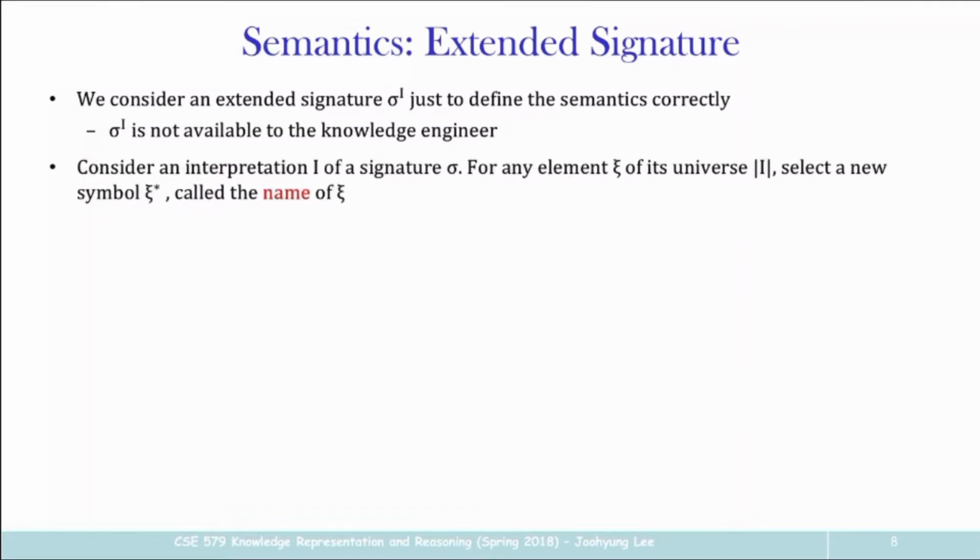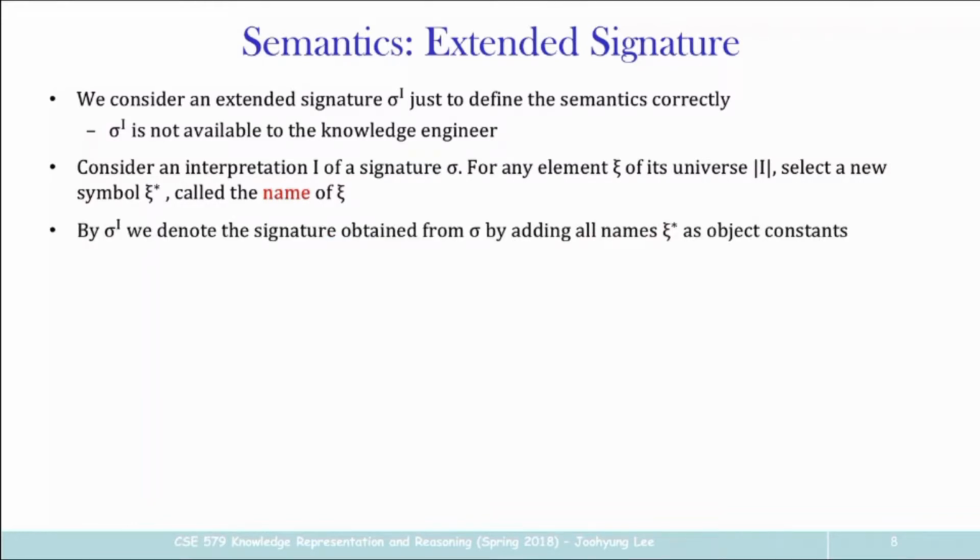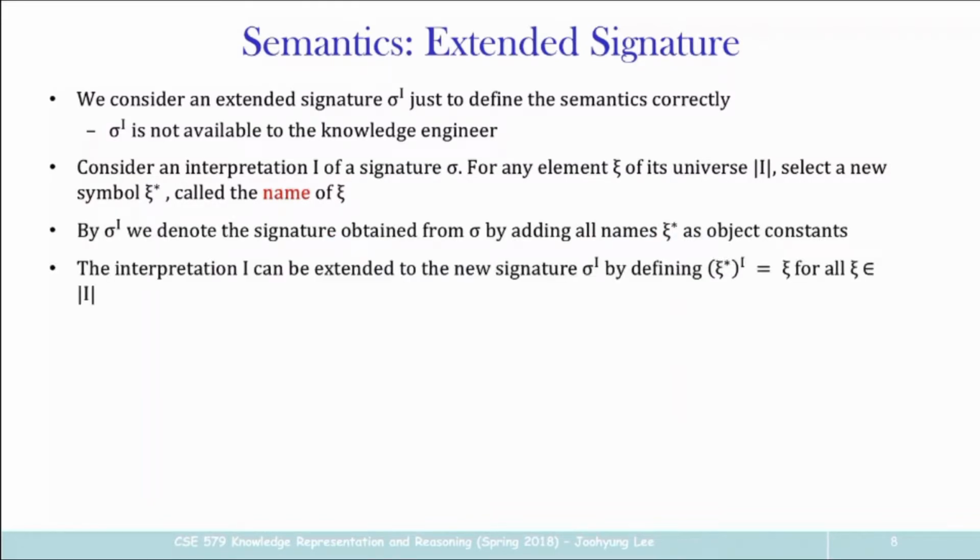The problem with the one before was that we don't have enough names for the individuals. So let's create names for all individuals. These special names will only be used when you define the semantics, and they will be called object names. Syntactically, they are the same as object constants, but we'll call them object names. So let's look at the examples.